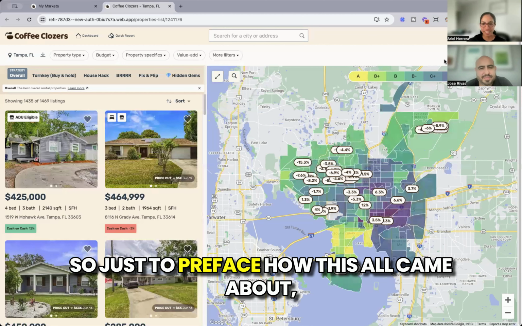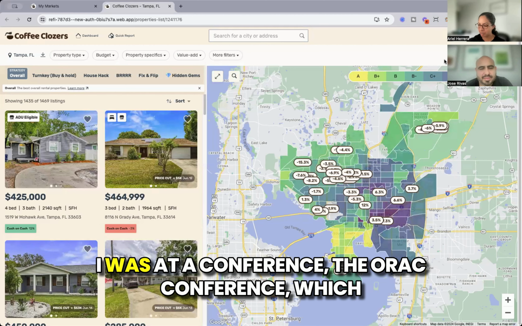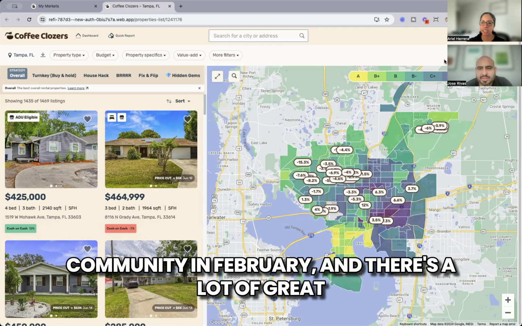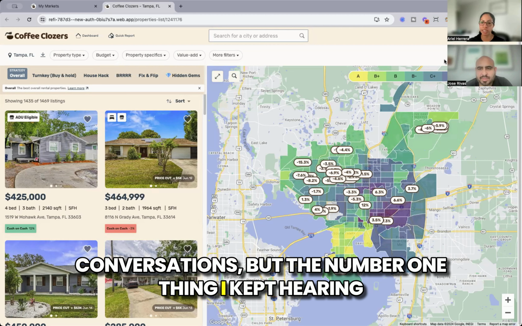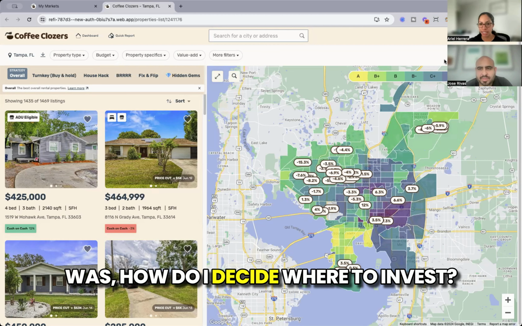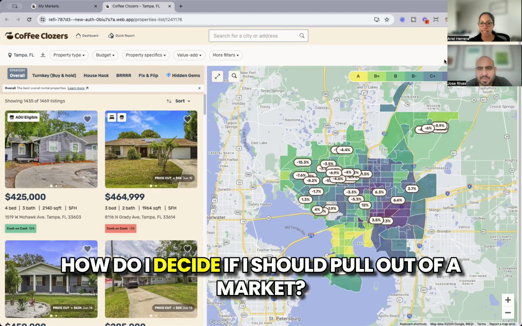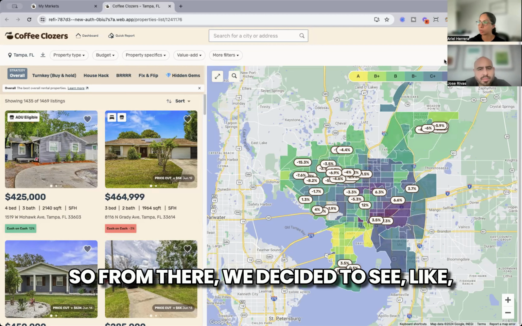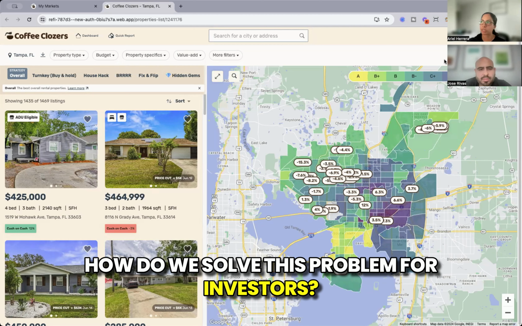So just to preface how this all came about, I was at a conference, the ORAC conference, which is One Rental at a Time, a big real estate community, in February. And there were a lot of great conversations, but the number one thing I kept hearing was, how do I decide where to invest? How do I decide if I should pull out of a market? Where should I be investing based on my strategy? So from there, we decided to see how we solve this problem for investors.